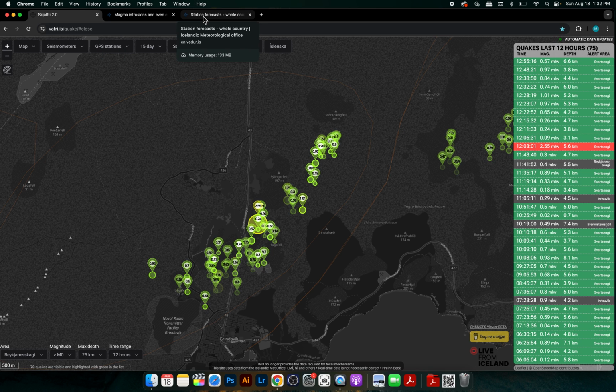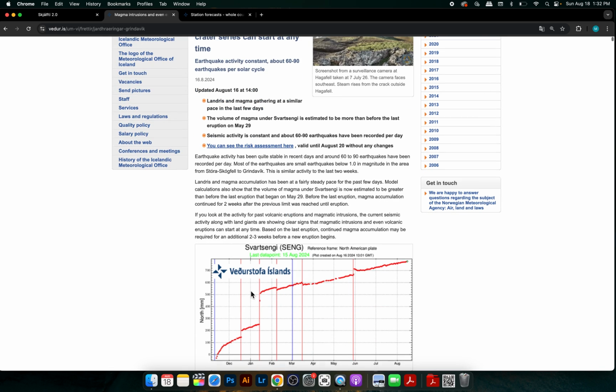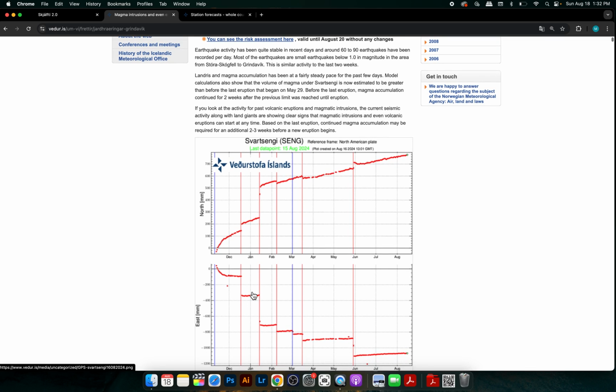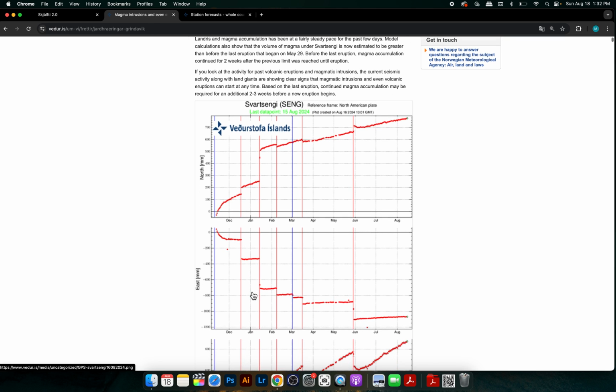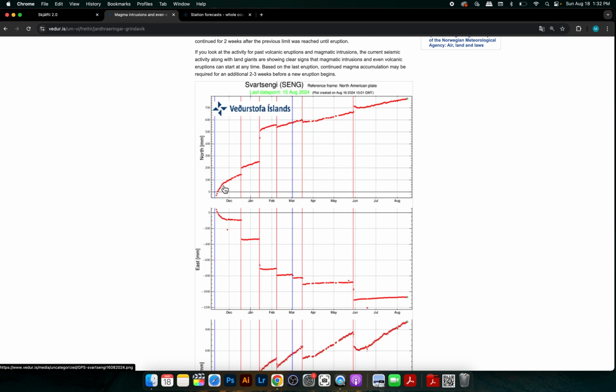But there is also a new update from the Met Office that was published on the 16th. And it just shows a graph of the GPS of the Svartsengi GPS station showing the upwards land movement. As we see here, the north upwards motion going back to November, December, 1st of December, and then the red line showing when it erupted. So this just kind of shows the north movement of the land, and then all the lines are the eruptions.